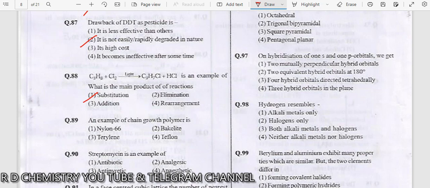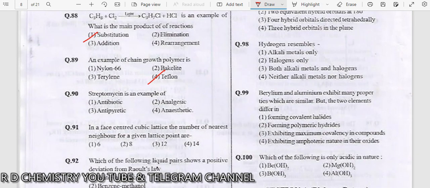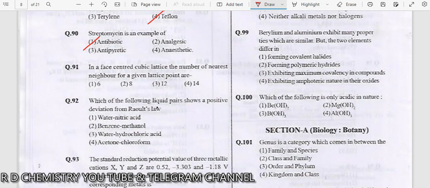Question number 89, chain growth polymer it is. Answer is option number 4. Question number 90, from chemistry in everyday life. Answer is option number 1. Question number 91, from the solid state. Answer is option number 3.